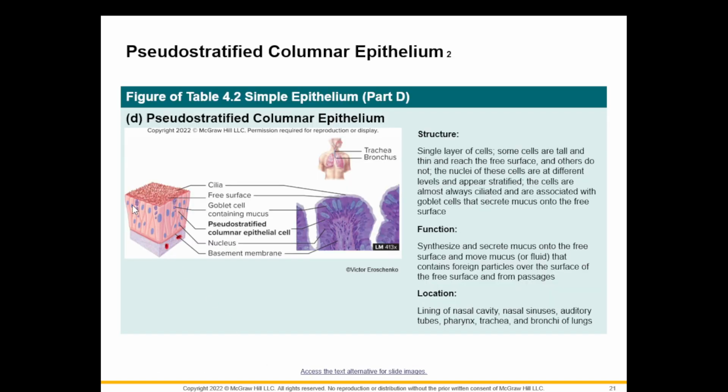Here's another diagram showing that falsely stratified appearance plus the cilia on top. And then here you can see those lightly staining structures, which are your goblet cells, which produce your mucus. So your simple columnar is found in the small intestine, while your pseudostratified columnar is found in your upper respiratory tract.